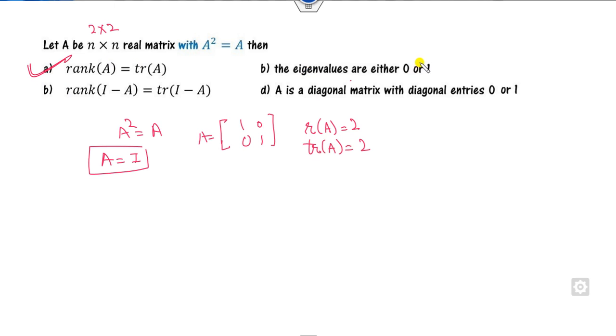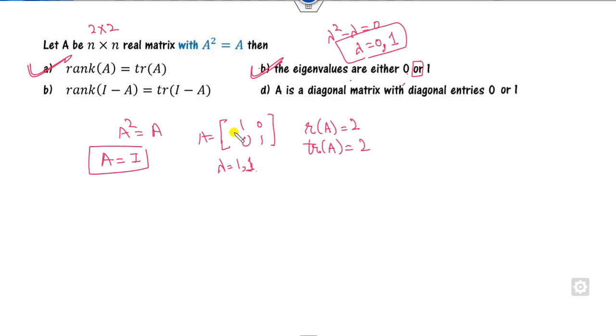Eigenvalues are either 0 or 1. It's also OR. So what are eigenvalues of this? 1 and 1. So this is also satisfied. How does it become 0? If I write the characteristic equation, clearly eigenvalues are 0 or 1. This is 0 and 1, but here is an OR. So one of the eigenvalues must also be 1. So this option also cancels.